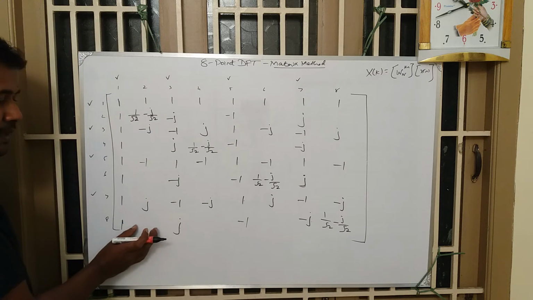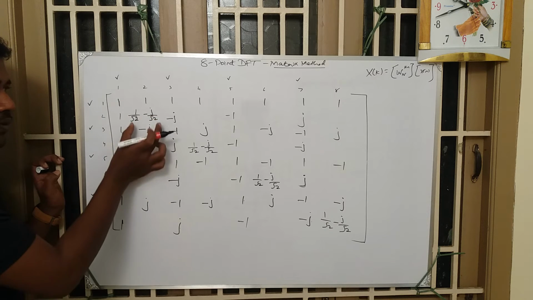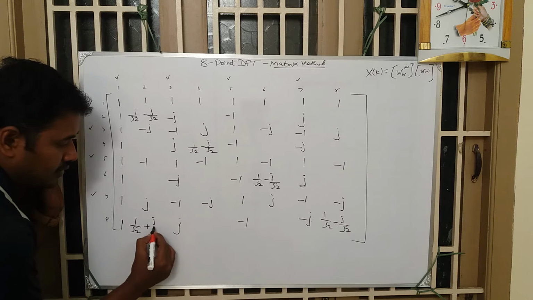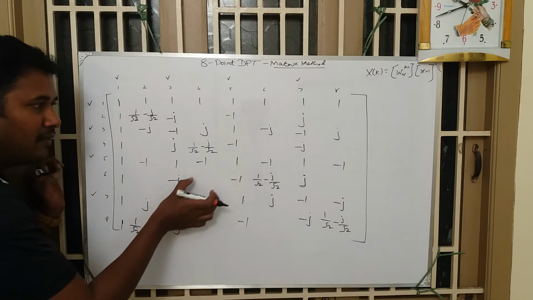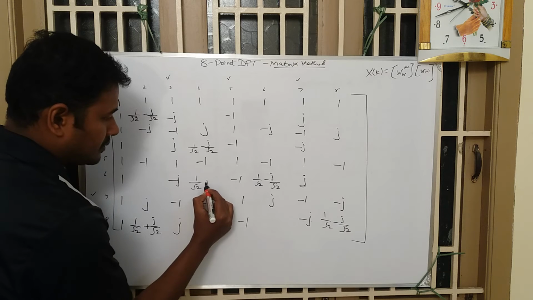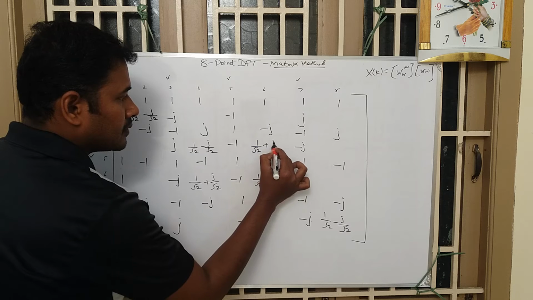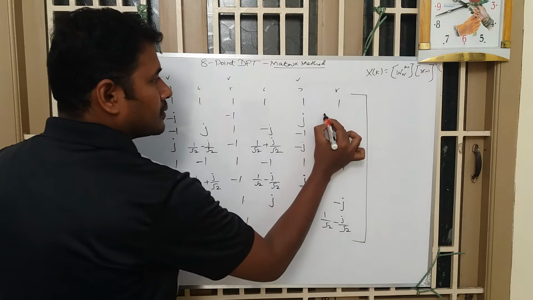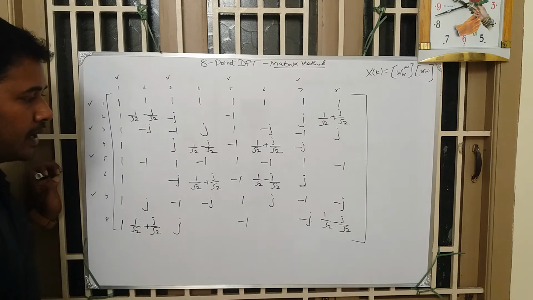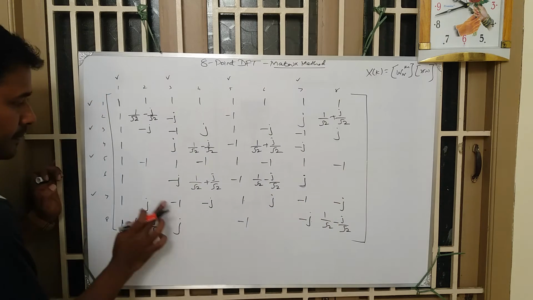Next, come to the bottom left place. Write down the conjugate of 1 by root 2 minus j by root 2, so it is going to be 1 by root 2 plus j by root 2. Write the same value in this diagonal manner. Okay, that's all. Now we are left with empty boxes over here.